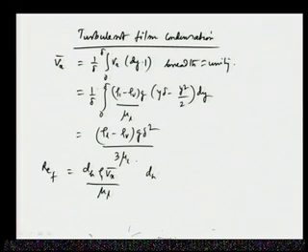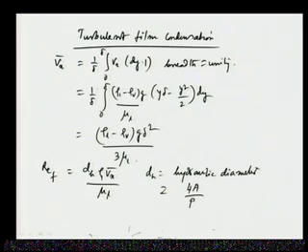dH is nothing but hydraulic diameter, and we know the hydraulic diameter is 4 into area by perimeter. So, 4 into flow area by wetted perimeter.